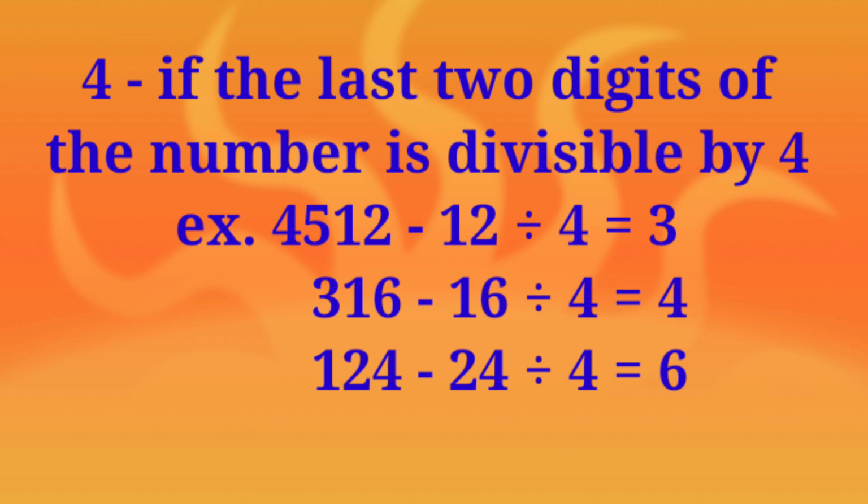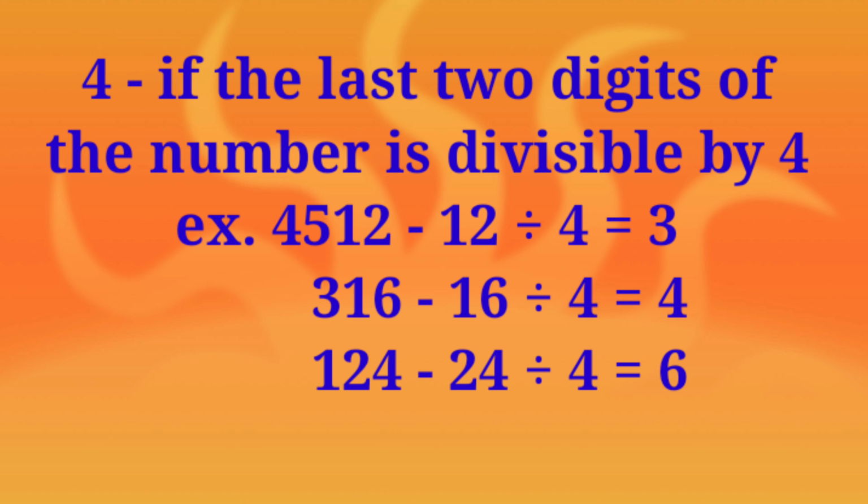Okay, the last example is 124. So the last two digits there are 24. So if we divide 24 by 4, that makes 6. So if the last two digits of the number can be divided by 4 without any remainder, therefore this number is divisible by 4.